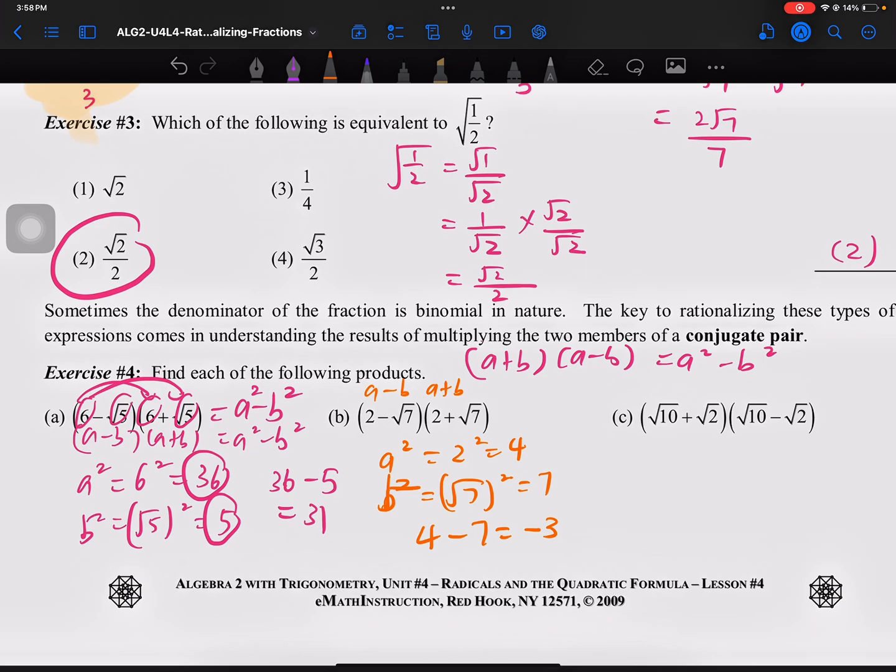And then this is again plus and minus. So A square is 10 square, which is 10. B square is 2 square, which is 2. So A square minus B square is 10 minus 2, which is 8. So again the radicals cancel, leaving a simple number, 8.